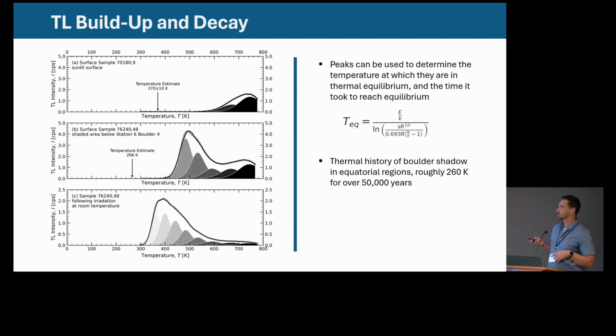Based on these peaks, the sunlit surface is about 370 degrees, and the shadowed boulder area is about 266 plus or minus 10. We can also calculate how long that buildup would have taken, and our results suggest that was about 50,000 years.